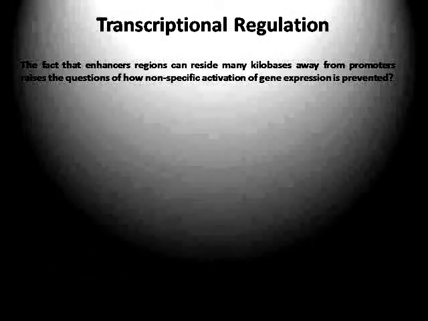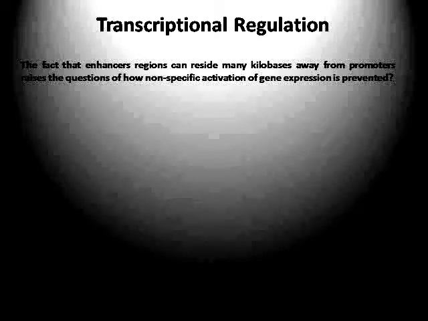Now, one of the issues of that is if you've got an activator bound to an enhancer that's a long way away from the gene it affects, what's to stop it also affecting genes which might lie between the target gene and the actual enhancer sequence itself? So what stops enhancers and activators just activating everything that is near it on the chromosome?